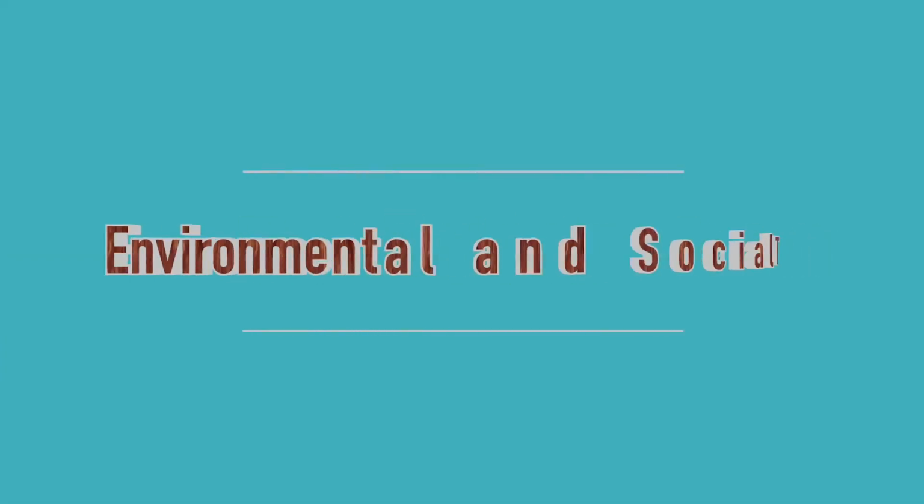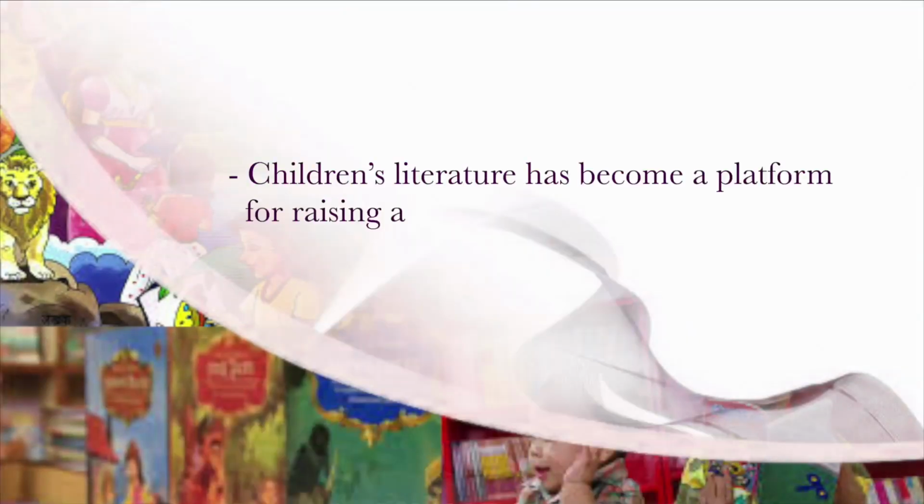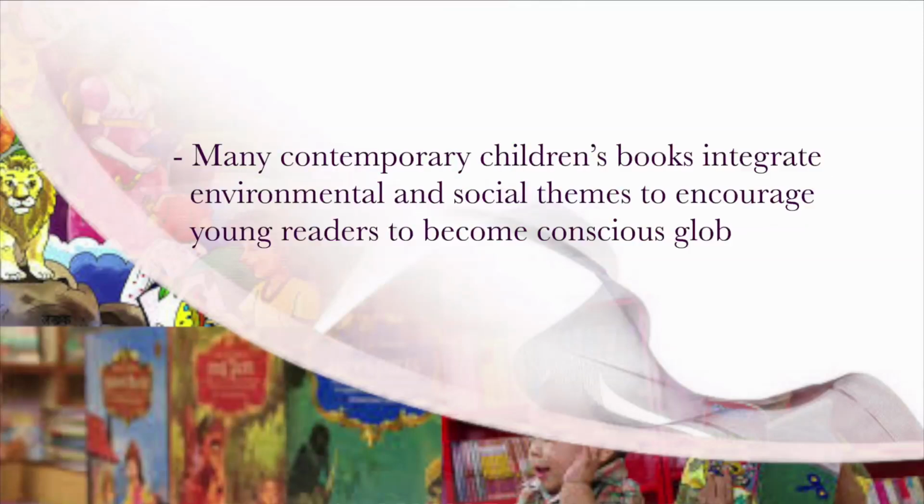Environmental and social themes. As global issues such as climate change, sustainability, and social justice gain prominence, children's literature has become a platform for raising awareness and inspiring action. Many contemporary children's books integrate environmental and social themes to encourage young readers to become conscious global citizens.